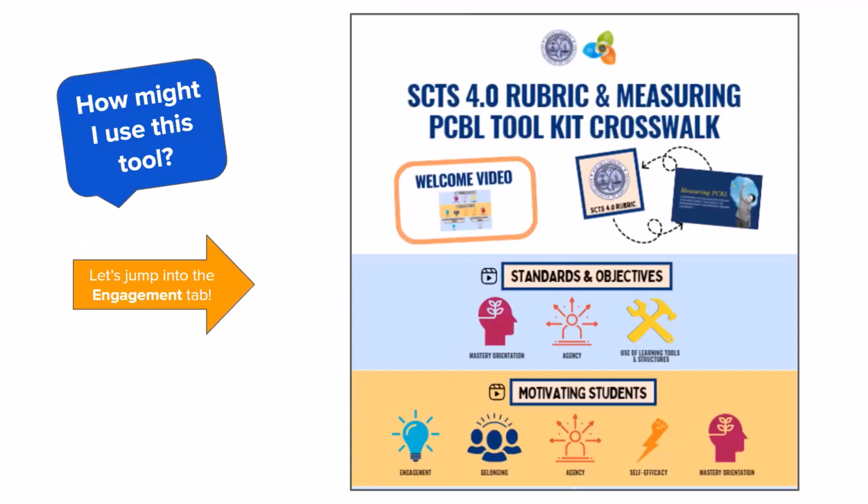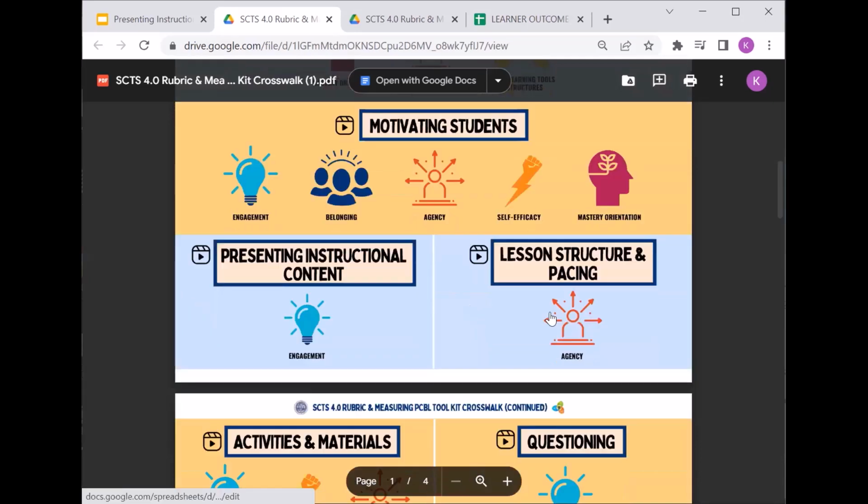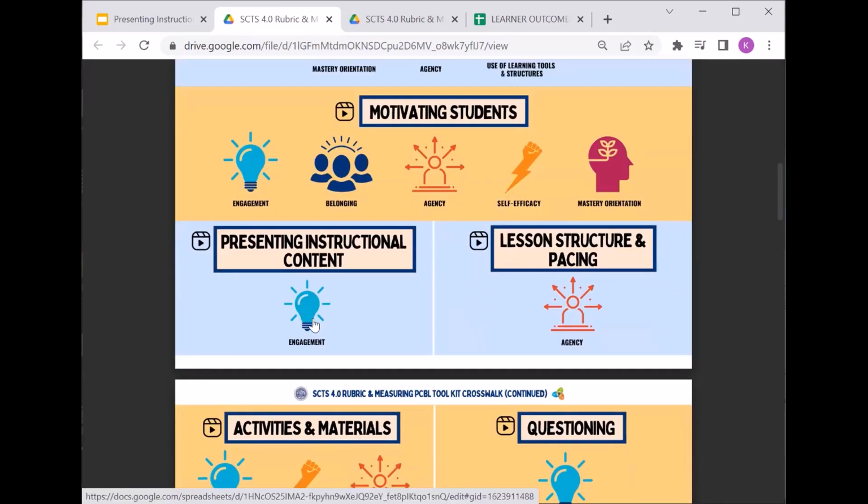Let's take a look at the crosswalk to see how we might use the data collection tools in the Measuring PCBL toolkit. Let's imagine I'm a middle school related arts teacher who desires to grow more in the 4.0 element of presenting instructional content, because I want students to have a clear and meaningful connection to my lessons and content. I see that there is a strong connection between engagement and presenting instructional content. So I'm going to click on engagement.